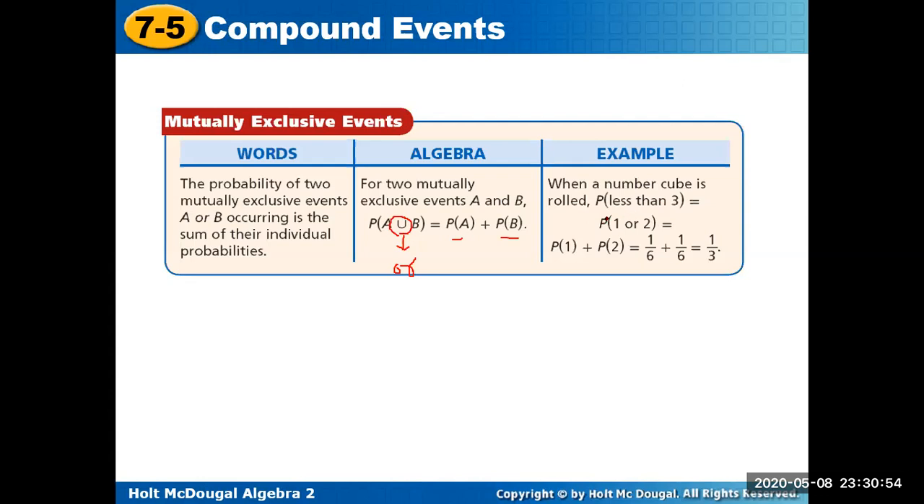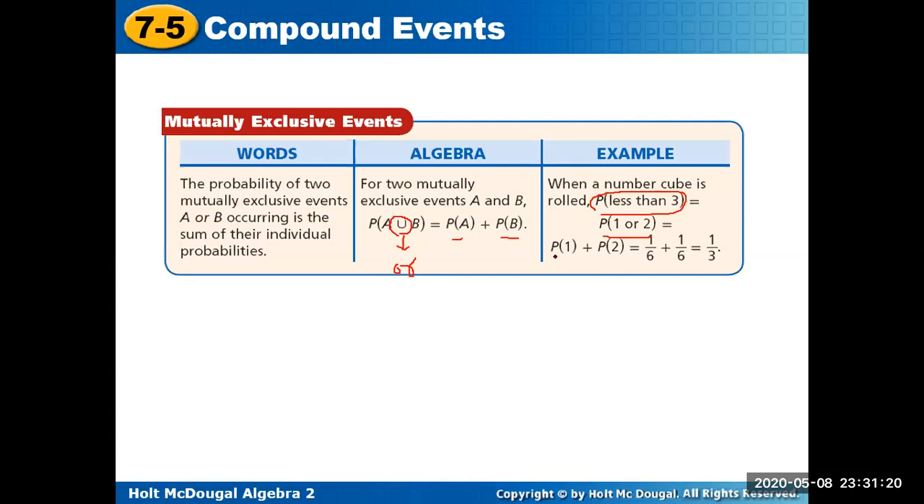The example given here is very simple to understand. Probability of a number less than 3 when you are rolling a number cube. There are two numbers less than 3, 1 or 2. So it is the probability of getting the number 1 or getting the number 2. We cannot get them at the same time. It's an or situation. I can only get either the number 1 or the number 2.